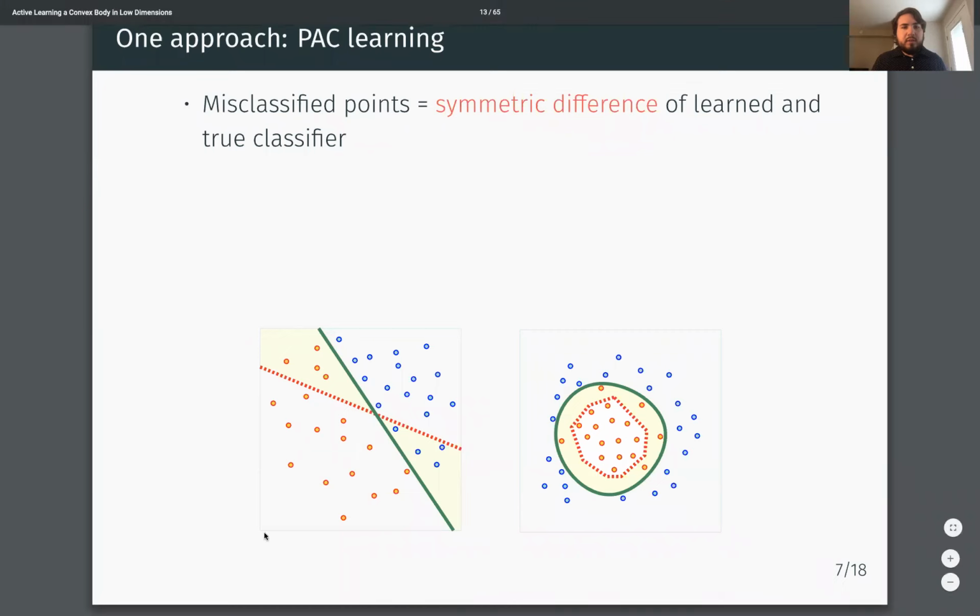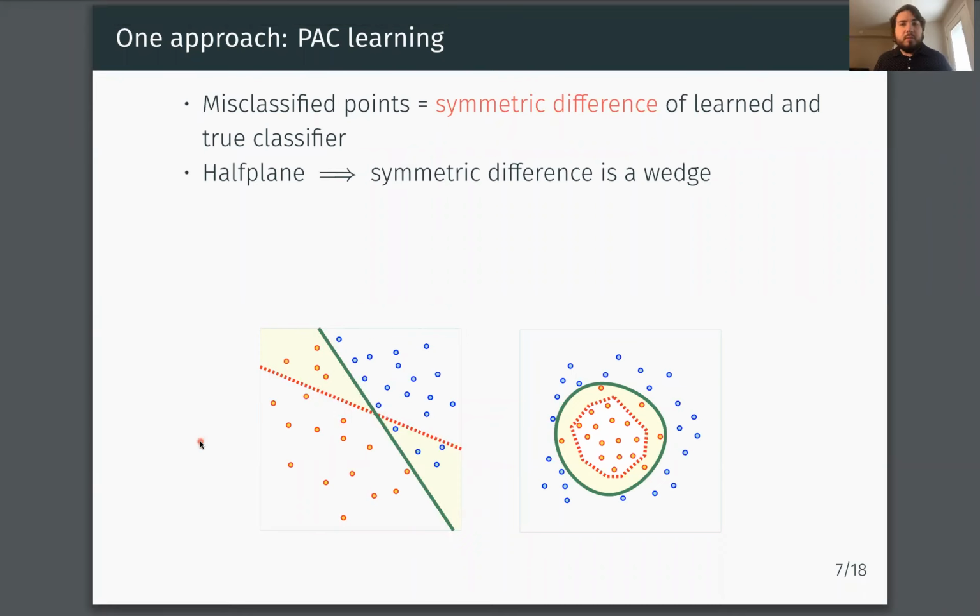So you see here in the picture below, I have my learned classifier, which is this red half space, and you have the true classifier, which is this green half space, and the error that I make is going to be the set of points lying in the symmetric difference. So it's in these two yellow wedges here that I'm highlighting. So for half planes, the symmetric difference is a wedge.